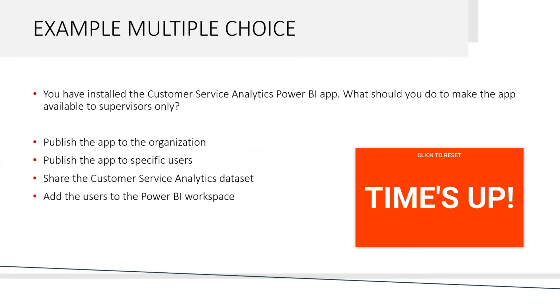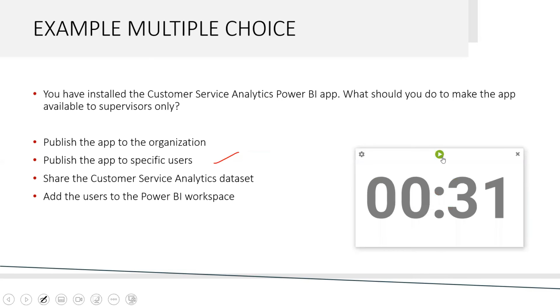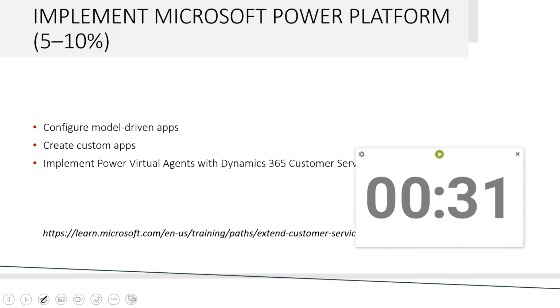So the correct answer for that question is going to be option B, publishing the app to the specific users, because I want only some of the personal users to access my app here. So this is how things are going to work in the real-time environment.